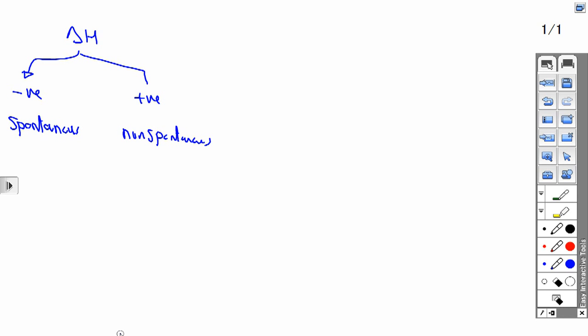Spontaneous reaction means the reaction that happens very fast without any external help or with little external help. Both of them are right for the spontaneous reaction. Non-spontaneous reaction needs external energy or external help to happen. Okay? This is the difference between spontaneous and non-spontaneous. So if, for example, for a chemical reaction its delta H is negative, this reaction is spontaneous.